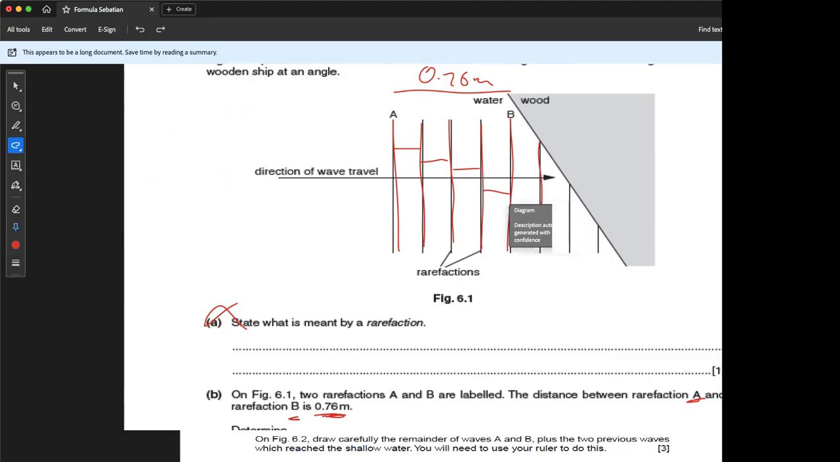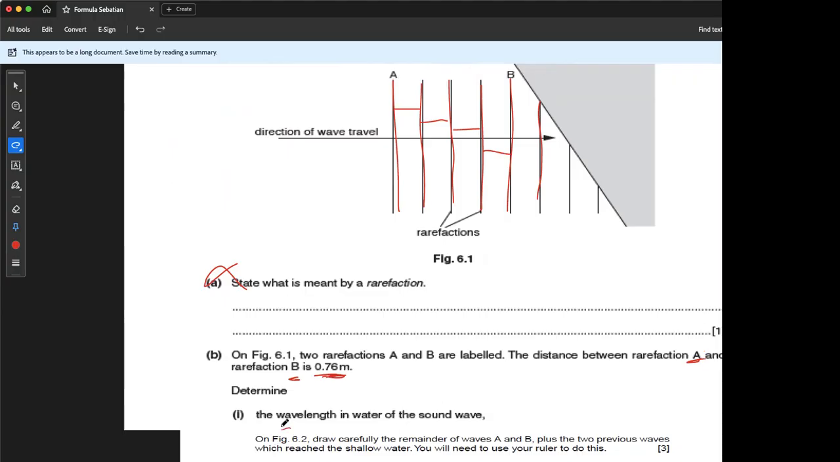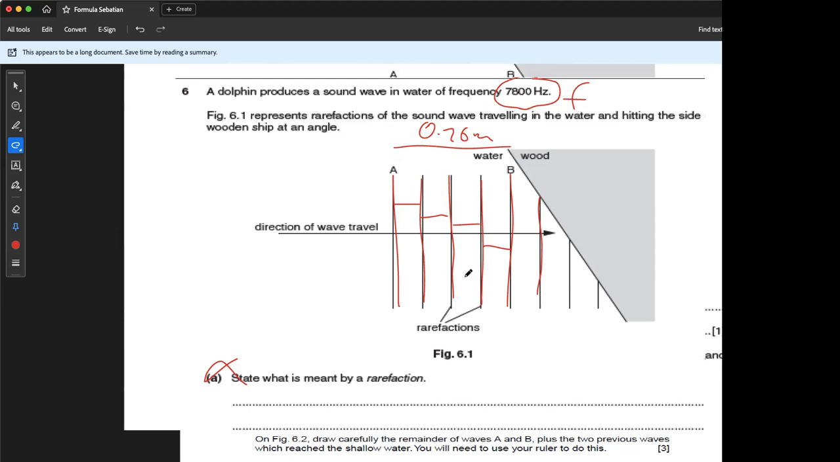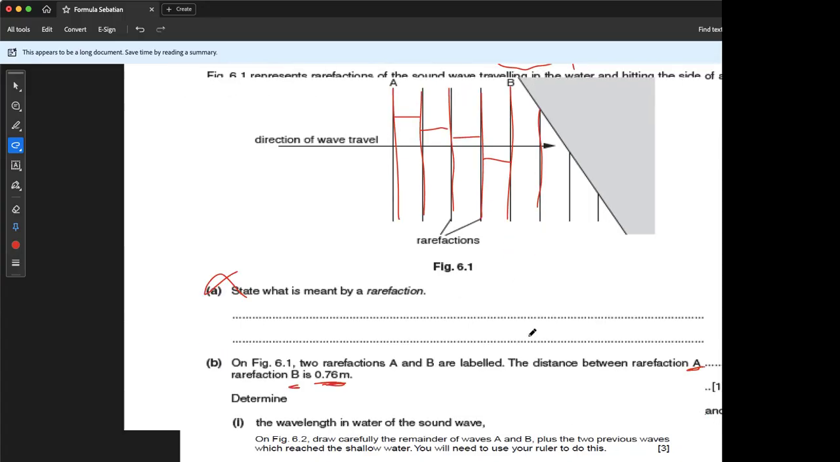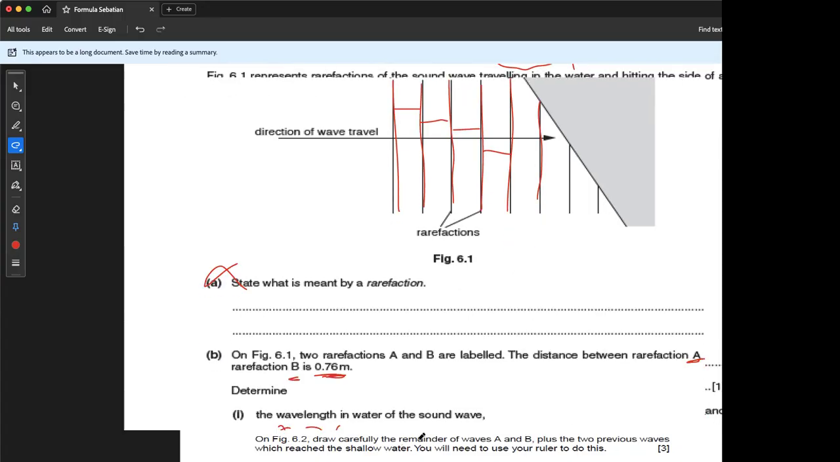How do I find out how much is the wavelength? Divide by 4. Excellent. 0.76 divided by 4. No, from refraction to refraction is one wavelength, because it starts repeating itself already, right? So you'll get 0.19 meters, right?